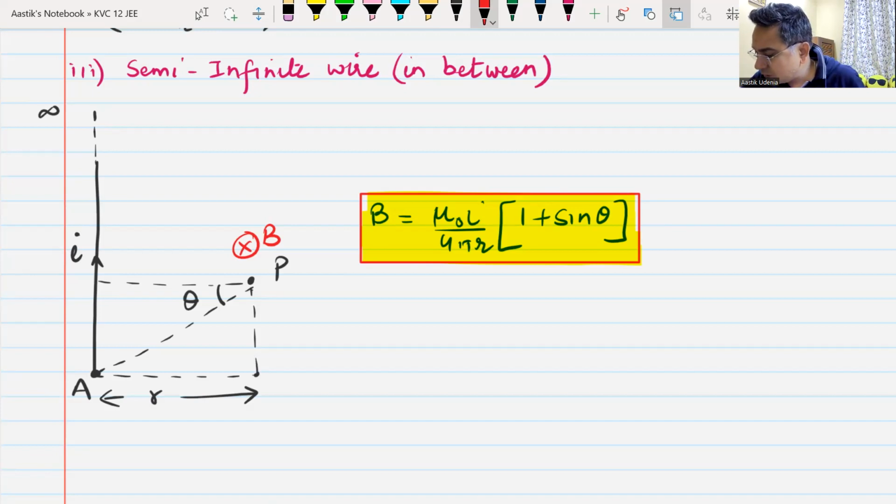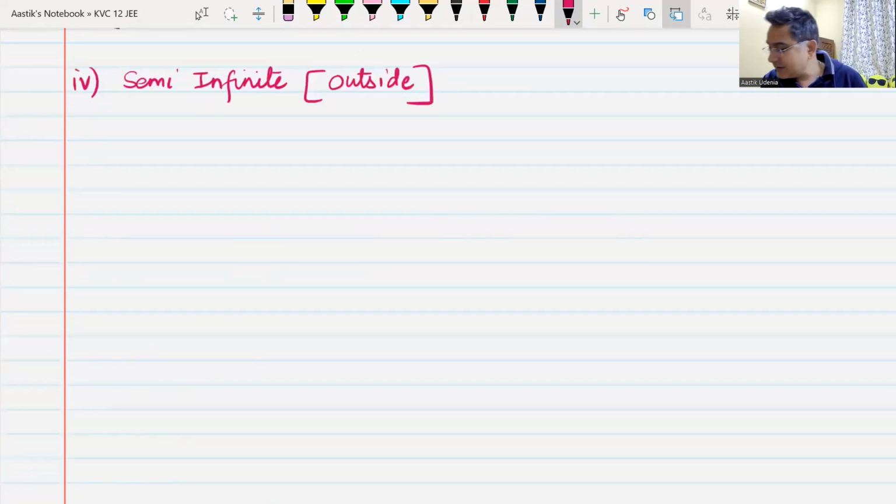Semi-infinite outside the wire. Have you noted down that case? Okay, let me know once you are done. Done, sir. Done, everyone? Yes, sir. Then the next case is semi-infinite wire outside the wire.